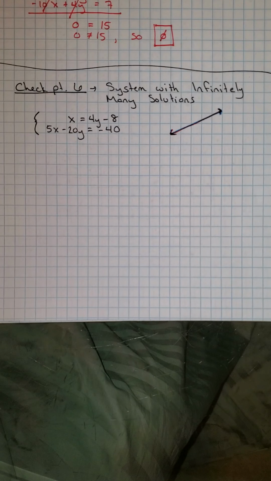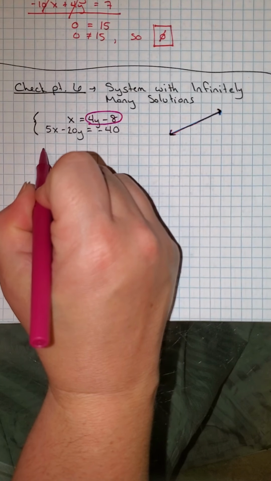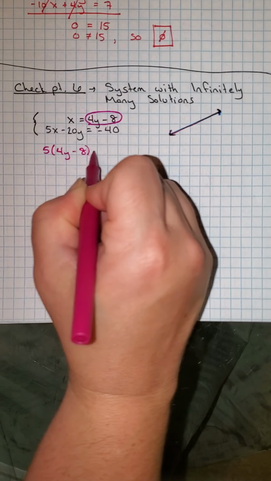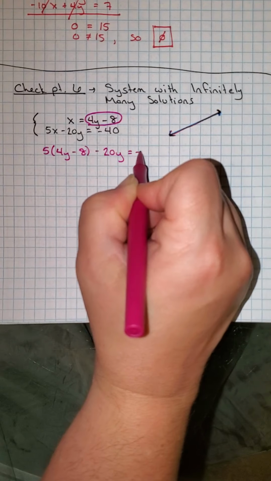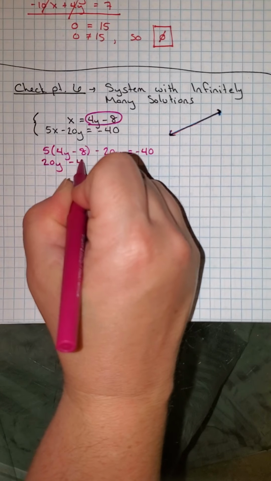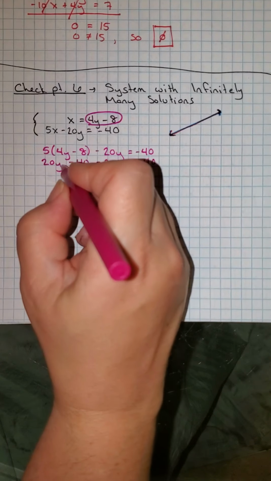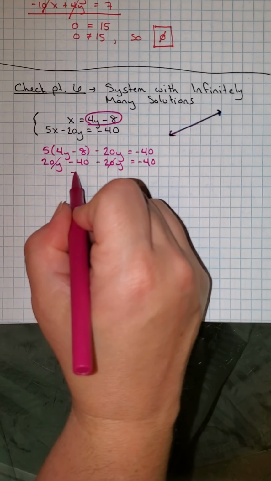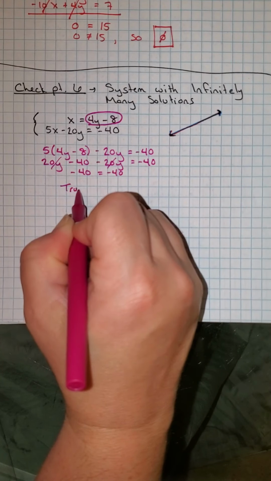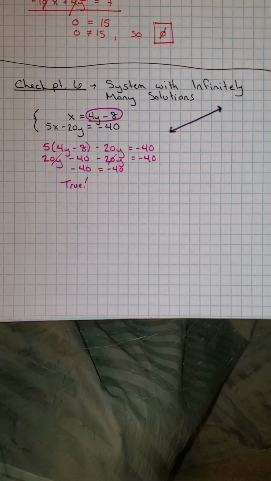So let's see here. We have a perfect candidate for substitution. We know that this is equivalent to x. So instead of writing x here in the second equation, I'm going to write 4y minus 8, and then minus 20y equals negative 40. Distribute the 5, so 20y minus 40 minus 20y is negative 40. So the y's will cancel, but now what we're left with is negative 40 equals negative 40, which is true. Right? Negative 40 will always equal negative 40. So that tells us they're the same line.